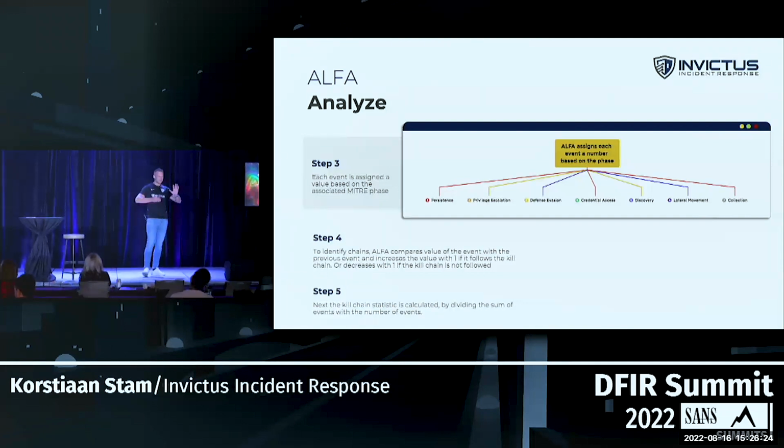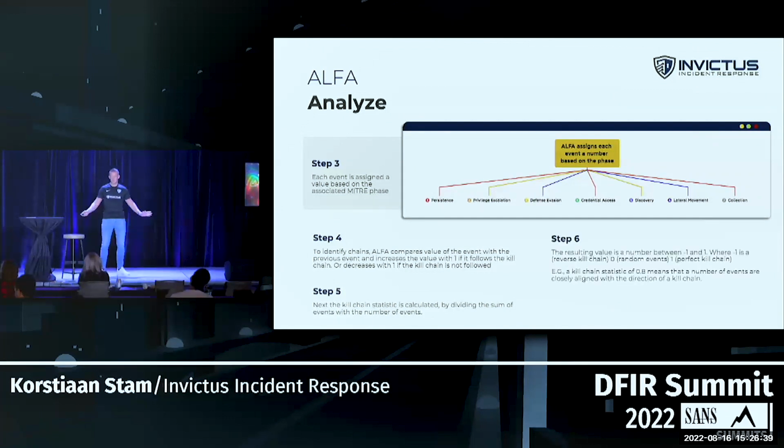Okay, and then we divide that number by the number of events. So we have 5 events that follow the chain, and we have 5 total events. Well, what happens if we divide 5 by 5? We'll end up with 1. So the kill chain statistic is 1. What does 1 mean? It's the perfect kill chain. It will never happen, only if you have a fabricated data set, of course. That means that each event follows the MITRE ATT&CK framework, which never happens.